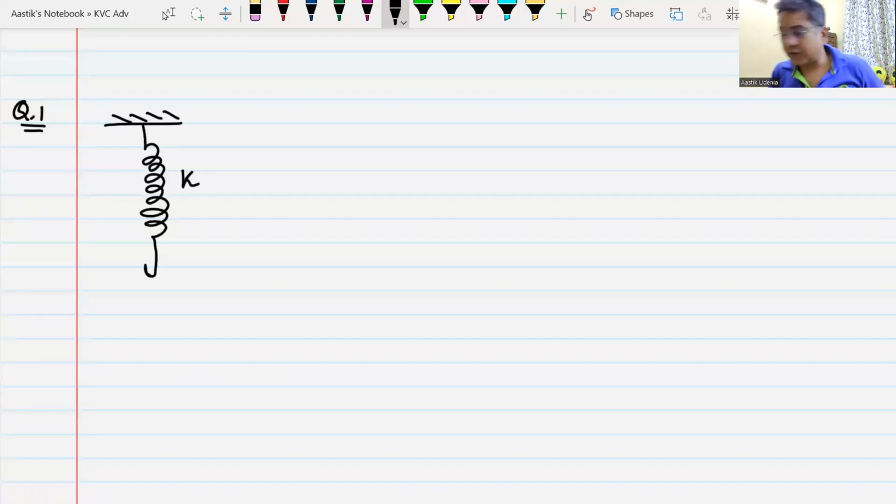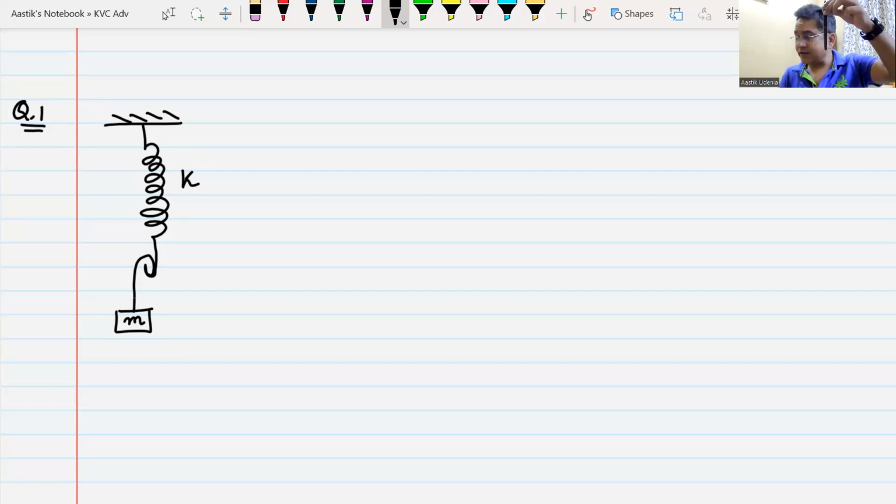This is a spring of spring constant K, and it has a hook like this. The spring is hanging, and I put on this hook a body of mass M, and I leave it. What will happen to this body? It performs SHM. You understand what is the scenario?